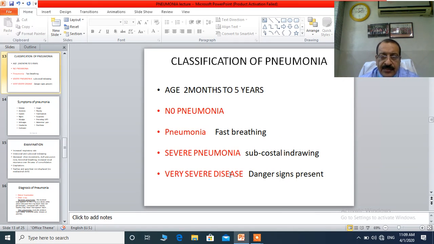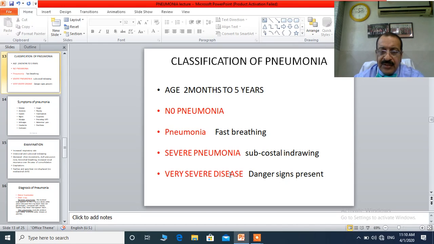When the child is 2 months to 5 years of age, we classify the pneumonia into 4 categories: no pneumonia, pneumonia, severe pneumonia, and very severe disease. No pneumonia is when the child has a normal respiratory rate and there are no subcostal recessions; this will be labeled as simple cough and/or an upper airway disease. Then we have pneumonia. In this category, the child has fast breathing.